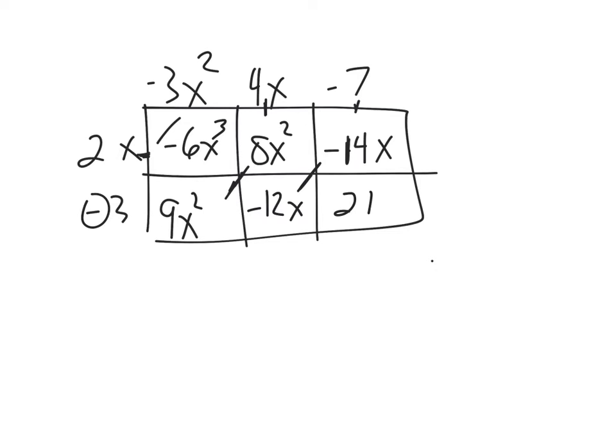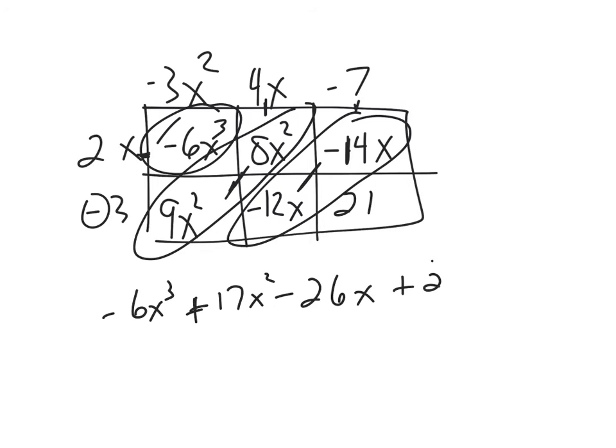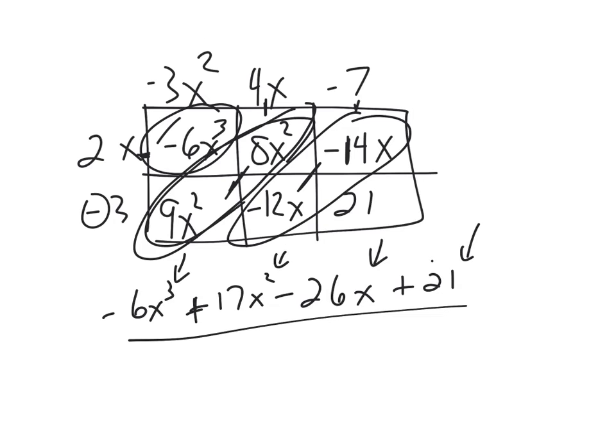So now I can start adding up like terms. So this here is negative 6x cubed. Then I got my 17x squared. And then I got my negative 26x and my positive 21. Notice it's written in descending order, biggest exponent to smallest exponent. And when I add them together, I don't change the exponents. The exponent stayed cubed, and then here the exponent stayed squared, and then here the exponent stayed 1. Okay?